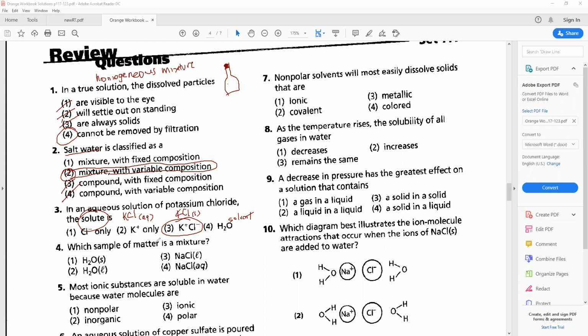Which sample of matter is a mixture? Well, this is a substance that's a compound. It's a solid. This is a compound. It's a solid. This is a compound. It's a liquid. So therefore, the answer is aqueous. Whenever we have a mixture, what are we going to see? AQ, aqueous.